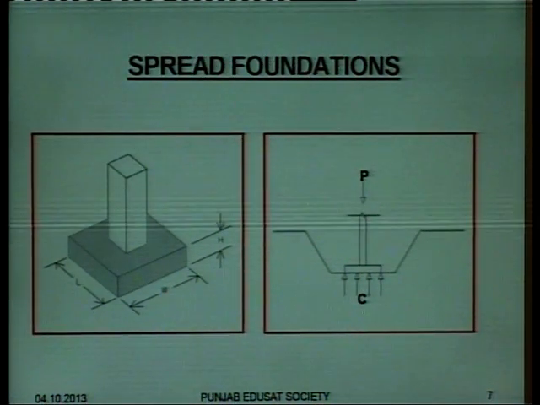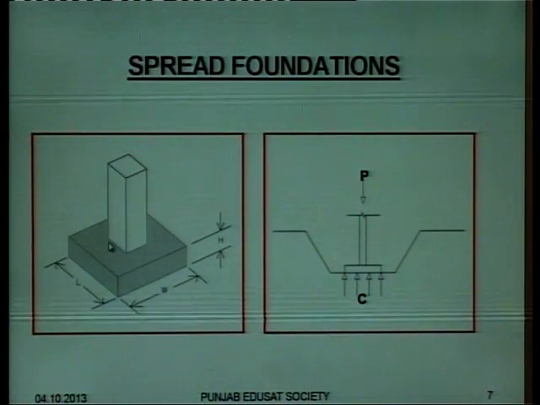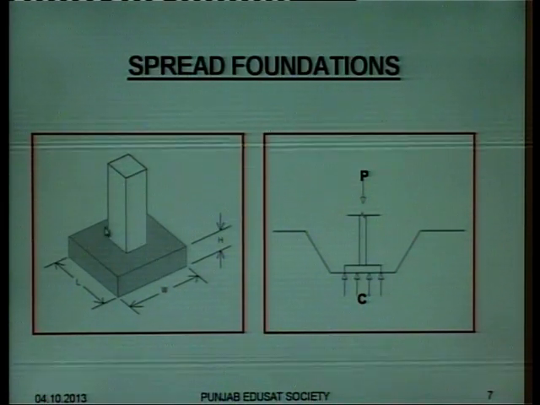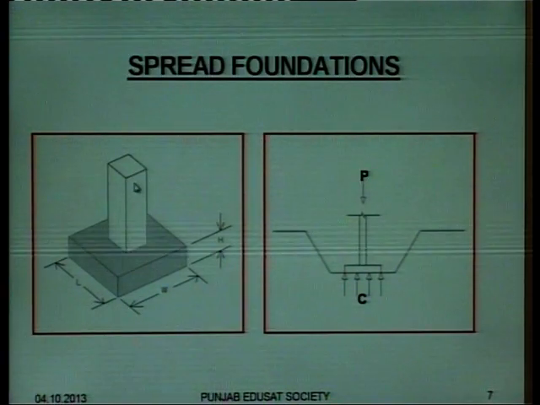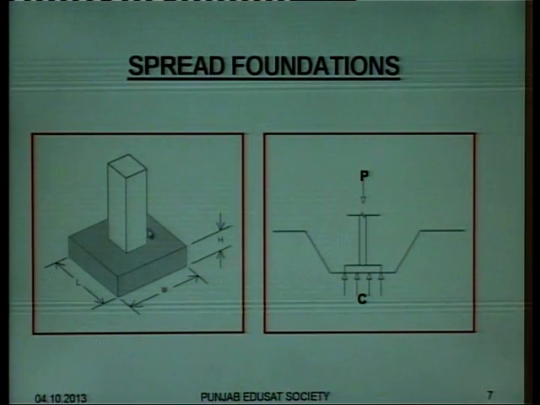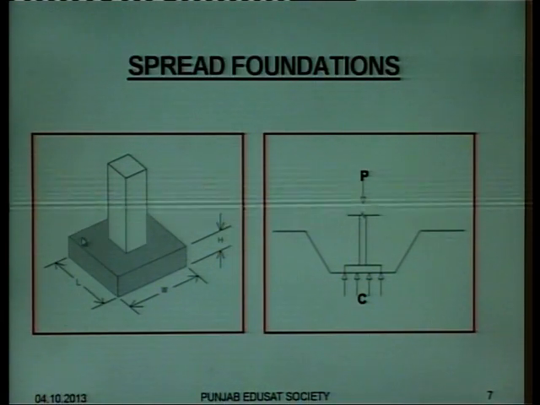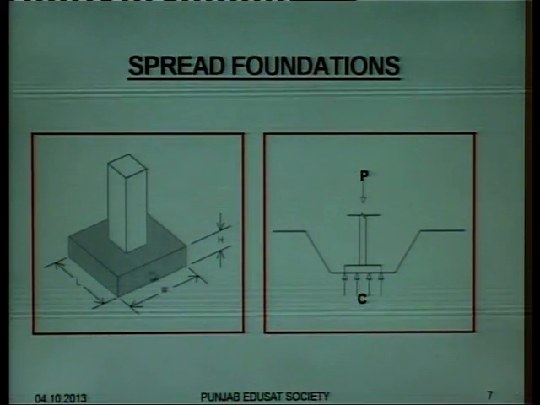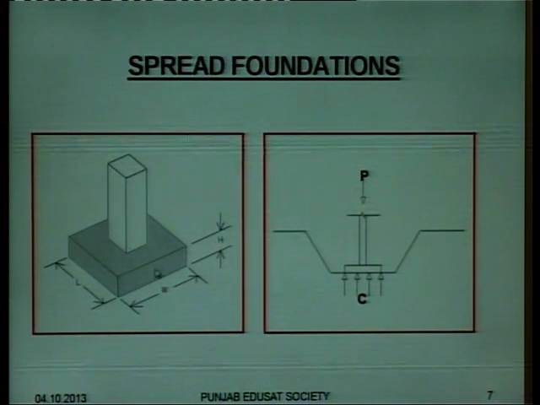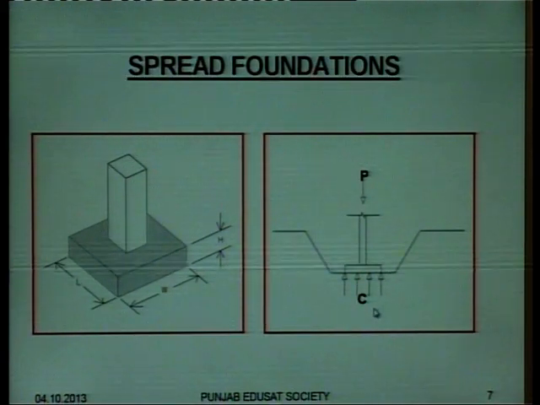Now just have a look at this diagram. Here this is the offset part, and you can consider this column as a pier or abutment. So basically the load of this particular pier is distributing over a larger area. So this type of foundation can be called a spread foundation.